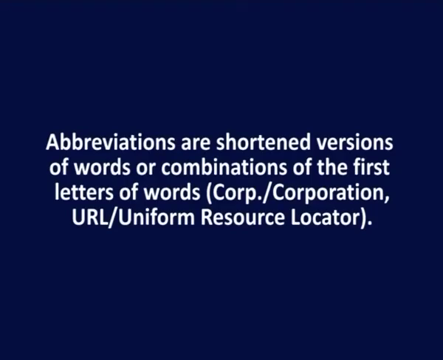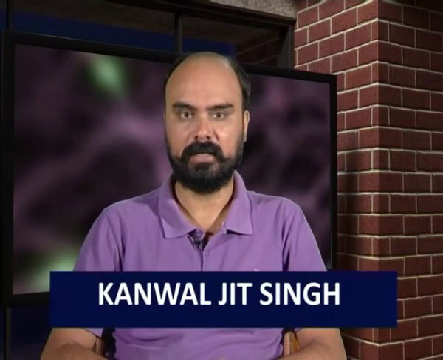Abbreviations are shortened versions of words or combinations of the first letters of the words, like Corp. for corporation, URL for uniform resource locator. Abbreviations, if used appropriately, can be convenient for both the reader and the writer. Like symbols, they can be important space savers in technical writing.